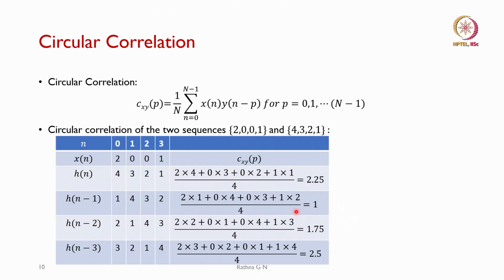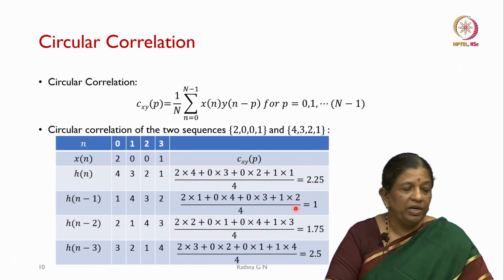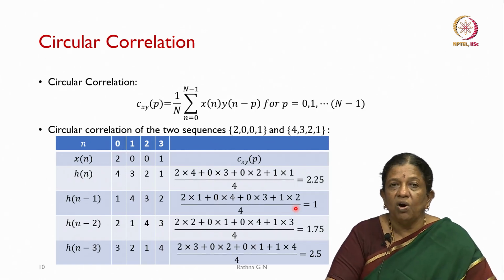Fine. Now, just like linear correlation and linear convolution, we have circular correlation, equivalent to circular convolution. How are we going to write circular correlation in this case? We call it Cxy of p, which is nothing but 1 by N, the sum over n varying between 0 to N minus 1, of x of n into y of n minus p. In this case p will also be varying between 0 to N minus 1.